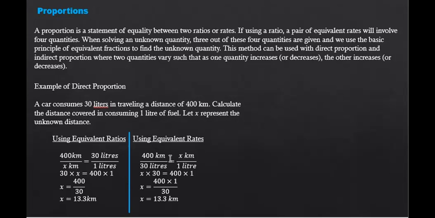Here, we use the same, but we use rates. So instead of kilometers, we put 400 per 30 liters, so 400 over 30 is equal to X over 1, because we don't know how much distance 1 liter has. Again, we cross multiply. So it will be X multiplied by 30 and 400 multiplied by 1. So you'll get 400 over 30, and your answer will still be 13.3 kilometers. Any questions?